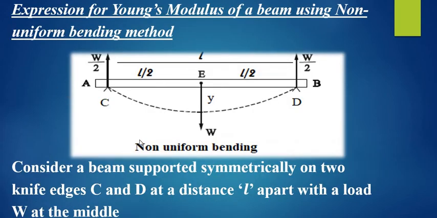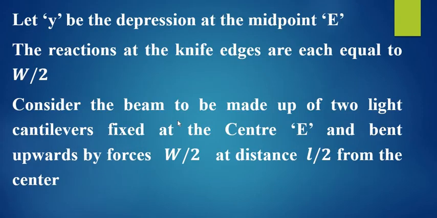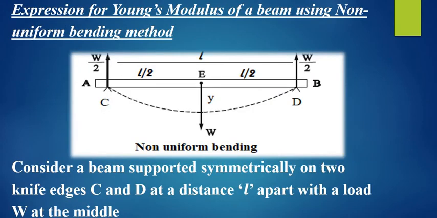Now we are going to derive the expression for Young's modulus of a beam using the non-uniform bending method. Look here, beam AB is horizontally supported on two symmetrical knife edges C and D. The distance between the two knife edges is L. E is the midpoint of the beam. Now we apply a load W at the midpoint. The beam bends like this. At the center, depression Y is produced.